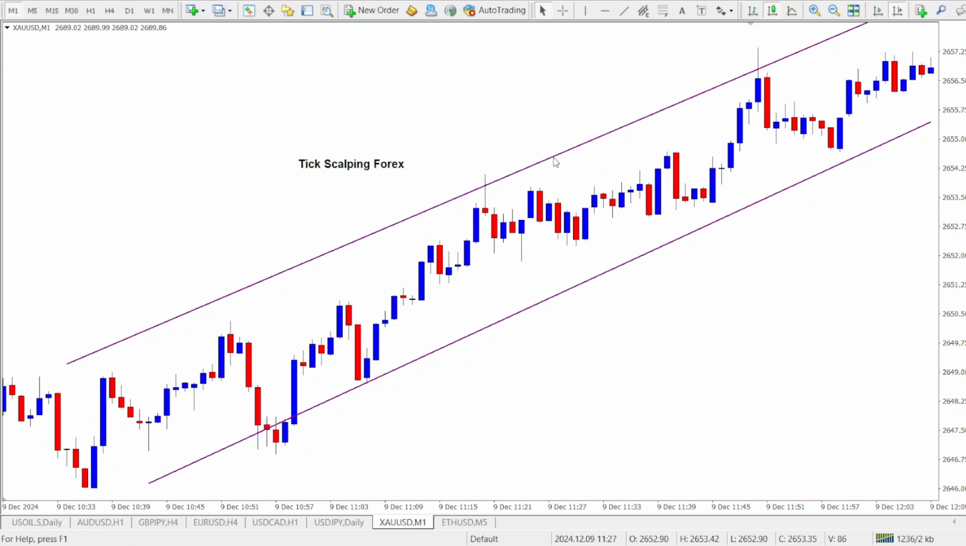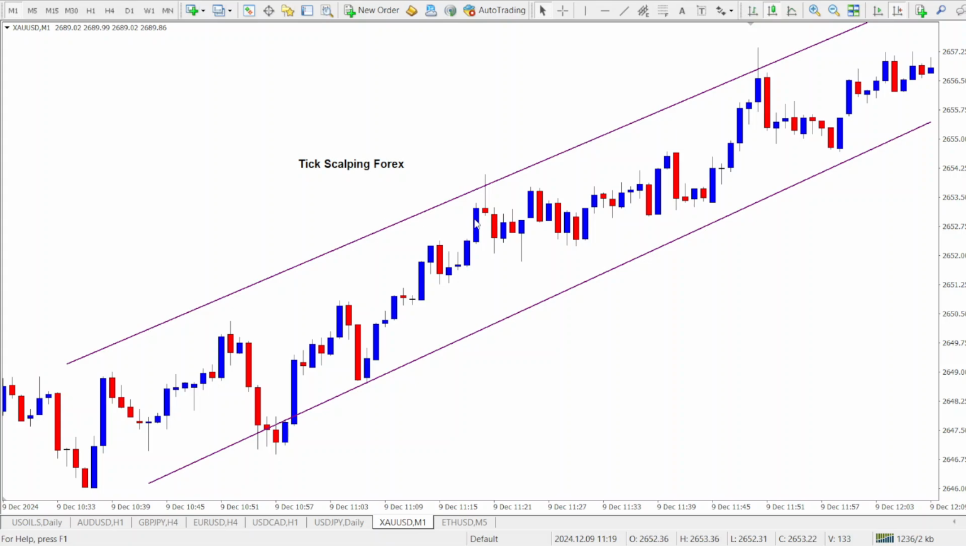Now, secondly, tick charts. You can use platforms like MetaTrader. This is the MetaTrader 4 platform. You can use MetaTrader, you can use TradingView, or you can use NinjaTrader, any platform of your choice to access tick charts. This allows you to monitor each price movement in real time.